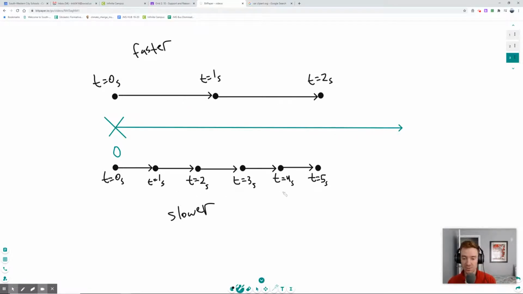And then down here, these arrows are smaller, which means that the velocity was slower. And you know that this velocity is the same as this velocity, same as this velocity. It's called constant velocity. Okay. Next one.